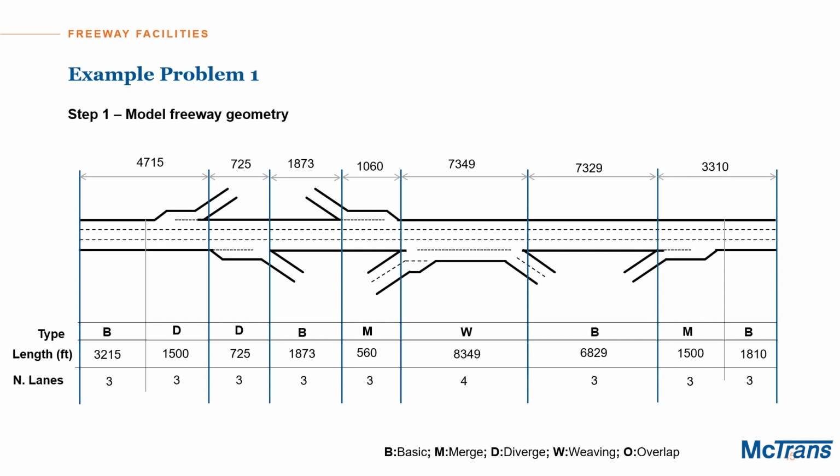And of course, these 500 feet on each side are being deducted from the adjacent segments. Merge and diverge segments are modeled with the default value of 1,500 feet whenever applicable, and everything else is modeled as a basic segment. And whenever the merge or diverge segment is too short and you don't have enough space, you'll be using whatever length is available, which is the case of this diverge here, which uses the available space of 725 feet, and that will be the segment length.